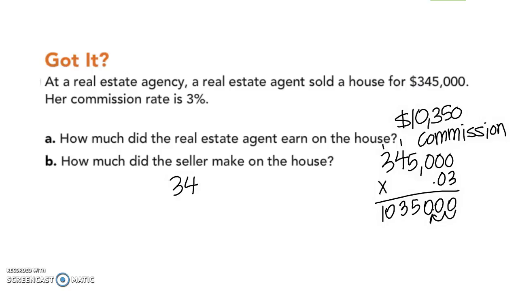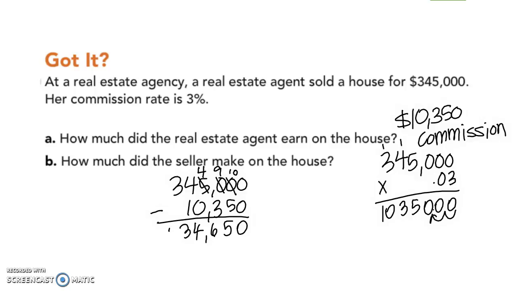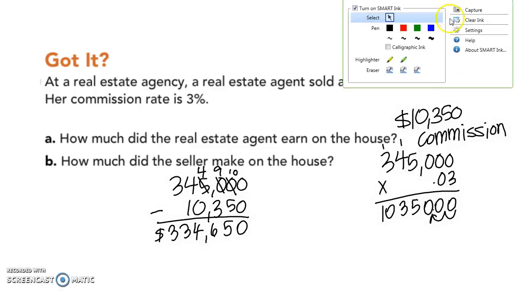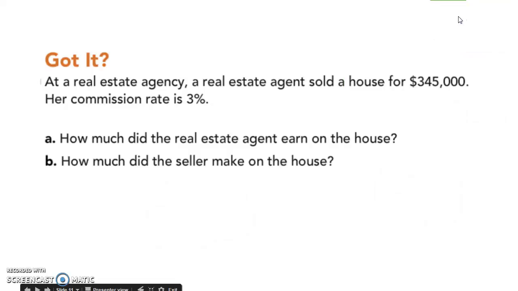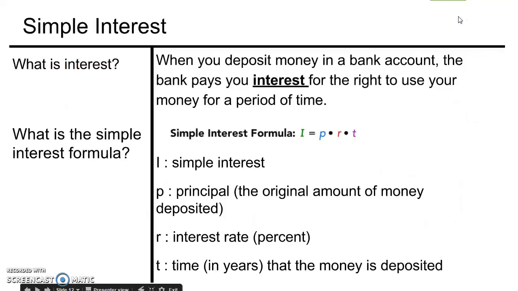We're going to subtract the $345,000 minus that $10,350 that was the commission. So we get a 5, a 6, a 4, a 3, a 3. So the seller of the house gets to keep $334,650. The other $10,350 is going to go to the real estate agent. Again, if you have a question on any of this, just hit pause and raise your hand or ask me at the end. So that is sales tax, tip, and commission.